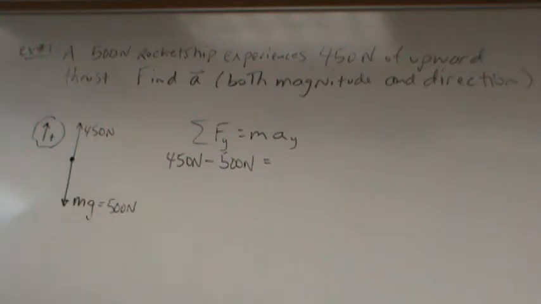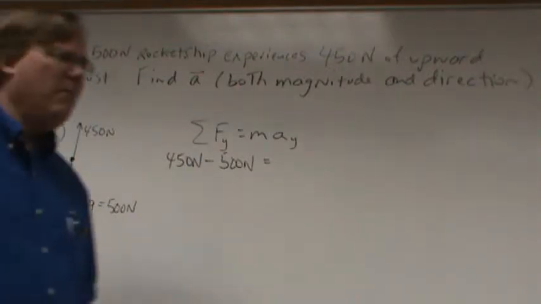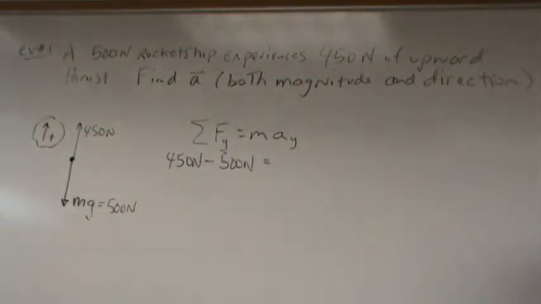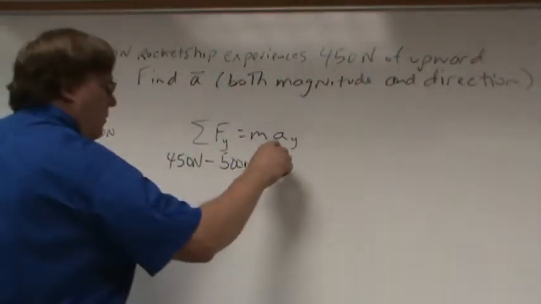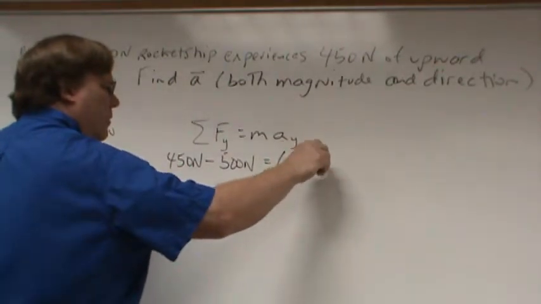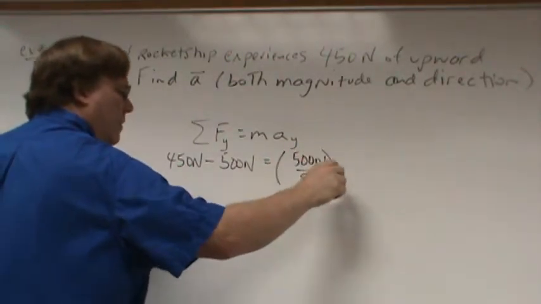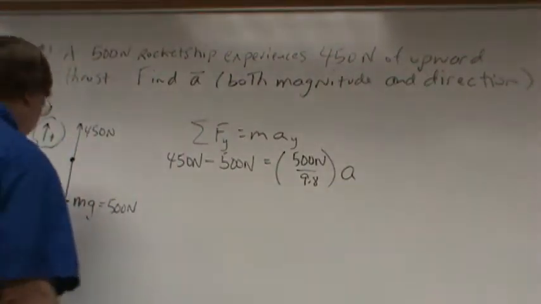Mass. I never tell you what the mass of the rocket ship is. I know its weight, it's 500 Newtons. What am I going to have to do to that weight to get its mass? Divided by 9.8. Remember, if someone gives you mass, you multiply by 9.8 to get the weight. If someone gives you weight, you divide by 9.8 to get the mass. So here we go. This is going to be 500 Newtons divided by 9.8. Gets you my acceleration.